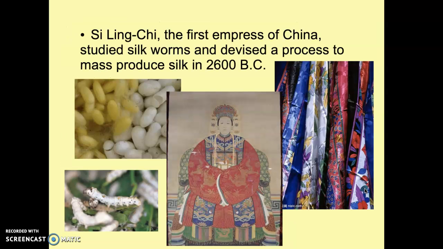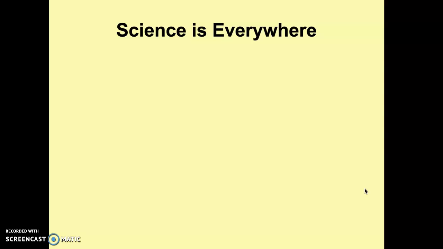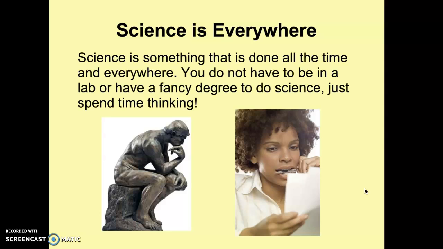In 2600 BC, the first empress of China developed a mass production for silk, and Grace Murray Hopper, without her, we wouldn't have what we have today. She was able to develop something called a compiler, which translates English into telling your computer to do something. So without her, your iPad doesn't even exist. So science is everywhere. It's done by everyone, including yourself.